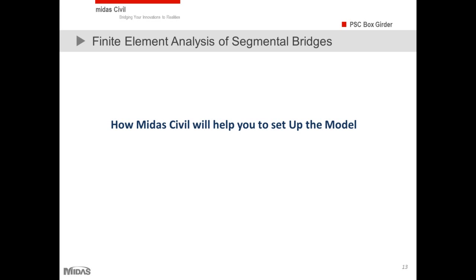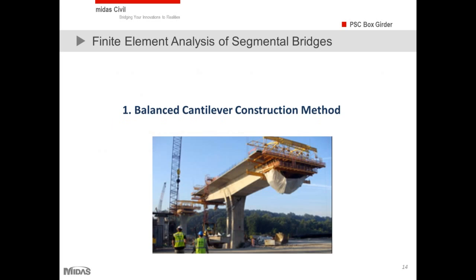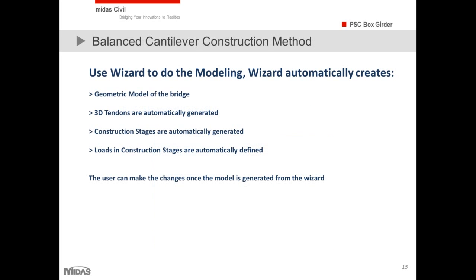And now I'll show you how Midas Civil can help you to set up the model. In Midas Civil we have several modeling tools that you can choose, and they will help you create these types of models very easily. First of all, let us talk about the balanced cantilever construction method, which is the most popular out of the incrementally launched and this particular method. For this construction type, we have developed a wizard in Midas Civil that can do the modeling. It automatically creates the geometric model of the bridge.